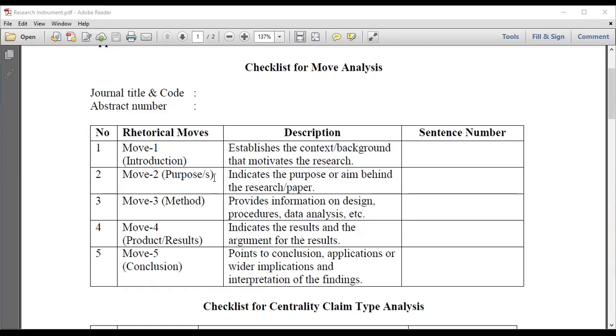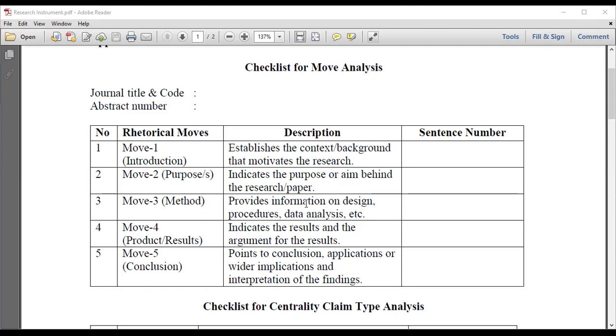The second is the purpose, where the authors mention the purpose of their study. Usually they mention the purpose using the word purpose, or aims, or goals, or other words to state the purpose of the research. I think it is easy to identify the purpose where the authors indicate the purpose of the research. Later we will look at examples.